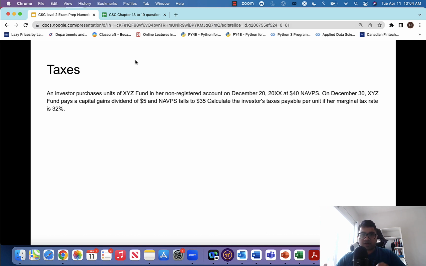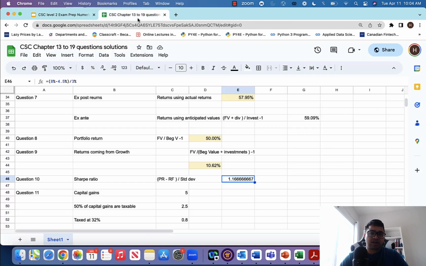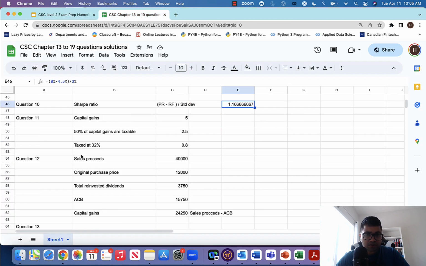So the taxes that you pay depend on what kind of distribution you're getting from the fund. If it is a capital gain distribution, the treatment will be different. If it is a dividend distribution, the treatment will be different. And if it is an interest-based distribution, the treatment will be different. In this case, they're giving that you have received a capital gain of $5, right? So you have to pay taxes on that capital gain of $5. Now how to do that?